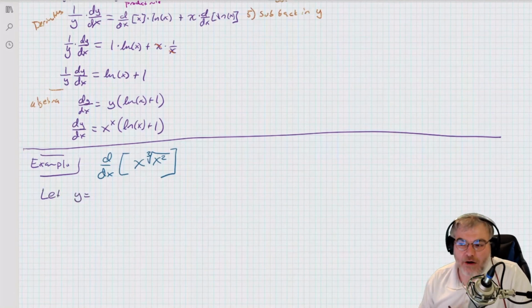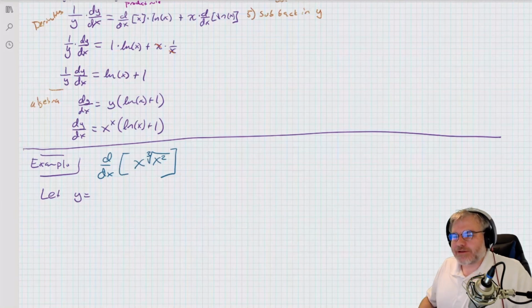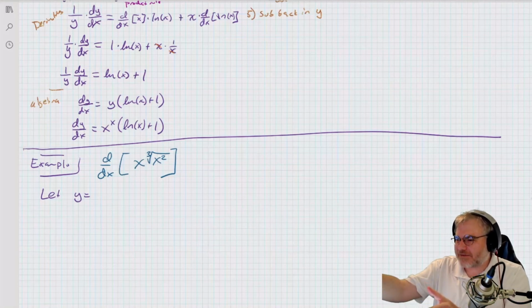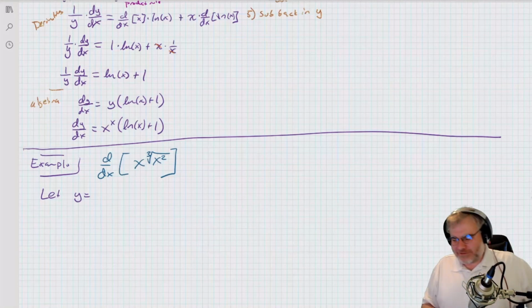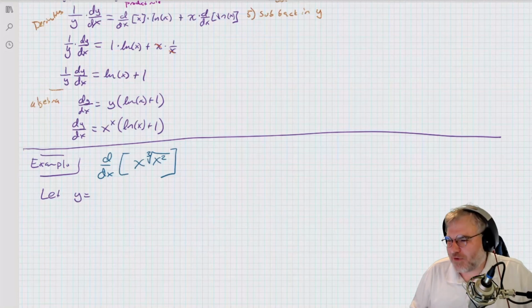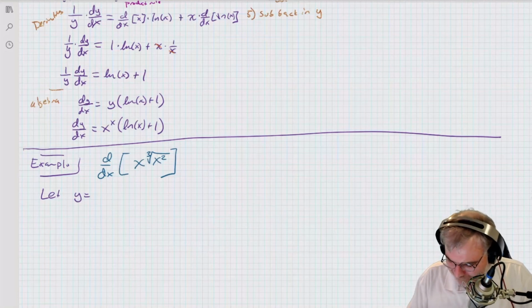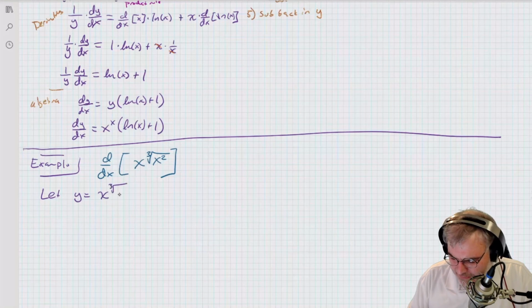Let is a very powerful word in mathematics, isn't it? Let it be. But it's less let it be, Beatles, and more like let there be light, right? Let. Very powerful word. This is why people like mathematics, because they get to say let all the time.